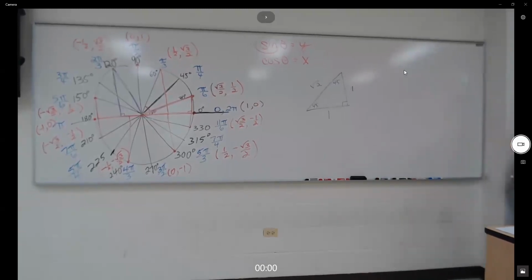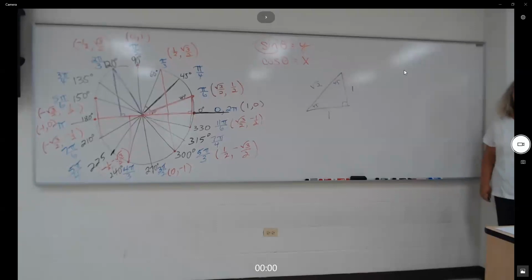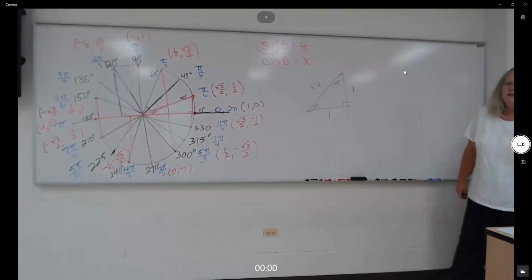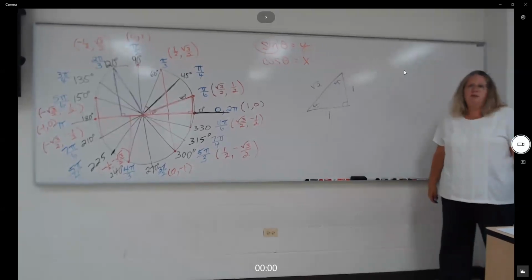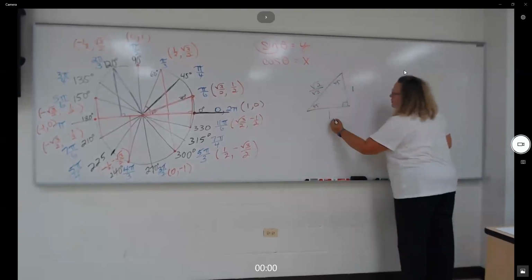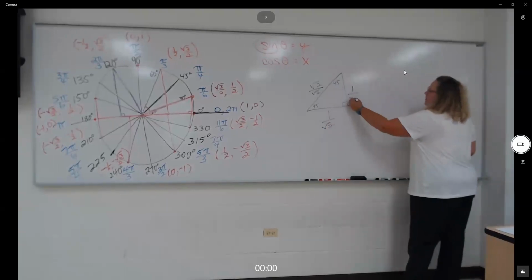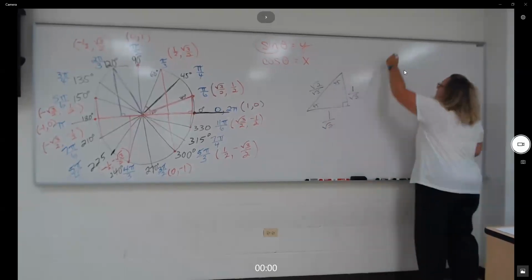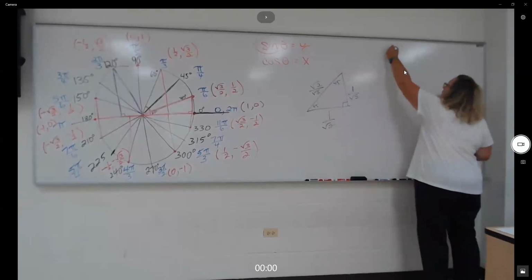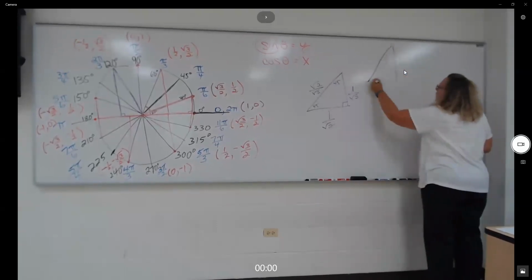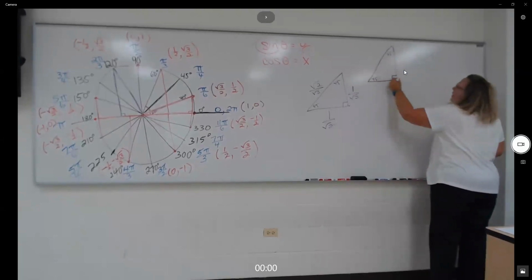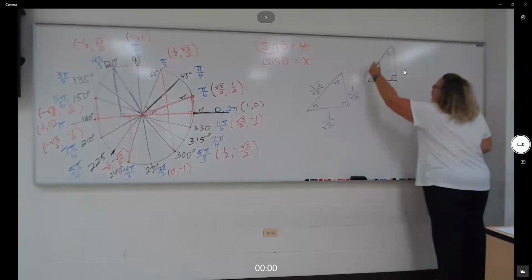Great that we have 1s, but they're in the wrong place. Where is the 1 supposed to be? It has to be the hypotenuse. So we're going to divide this by the square root of 2. Divide them all. 45, 45, 90. Now we've got 1.